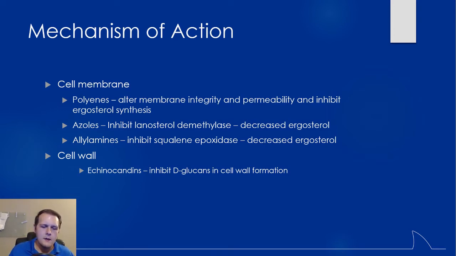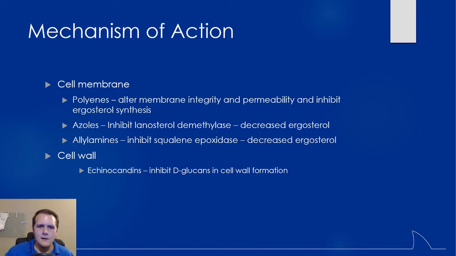Depending on the agent that you're using, we'll actually be targeting different components of either the cell membrane or the wall. As an example, the polyenes tend to alter the membrane integrity and permeability. Also, ergosterol is a big component of that cell membrane, and so by inhibiting ergosterol synthesis, you're going to disrupt the cell membrane, very similar to what we saw with our cell wall active antibiotics, things like your penicillins and whatnot.